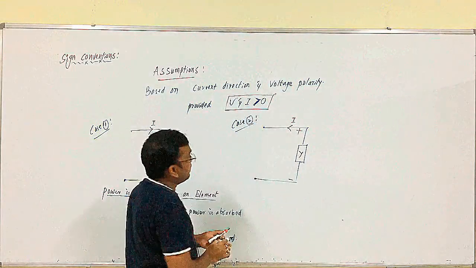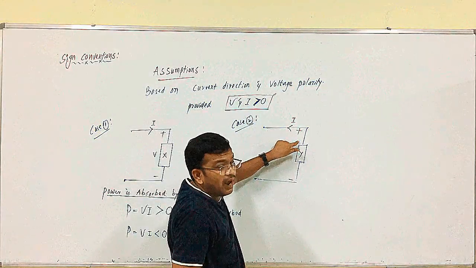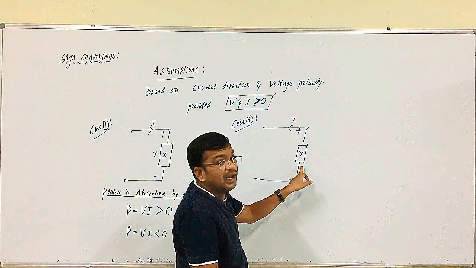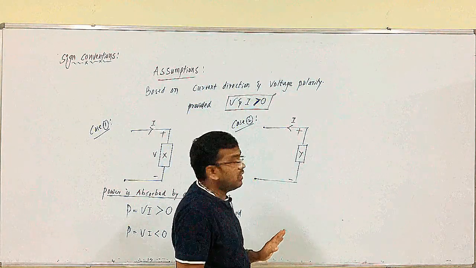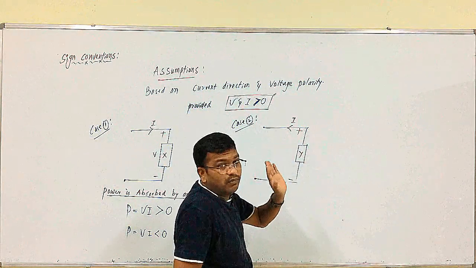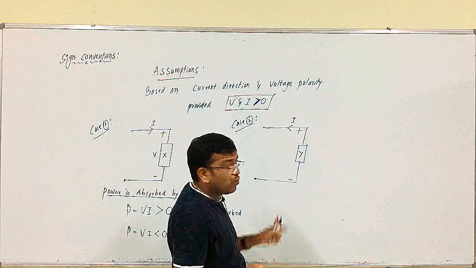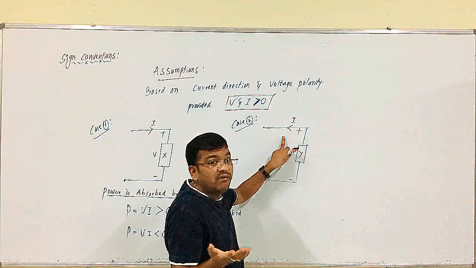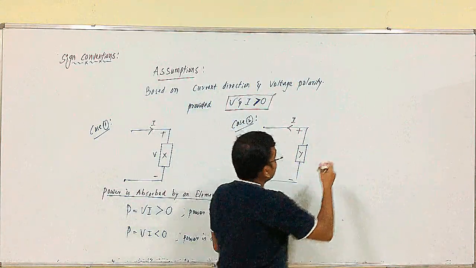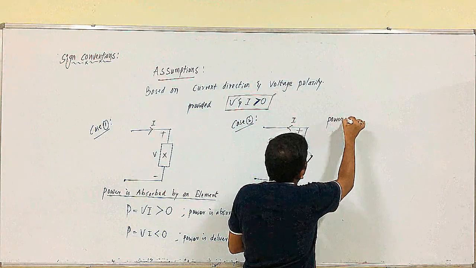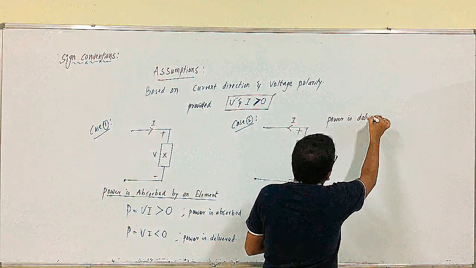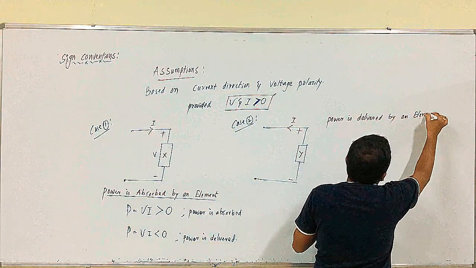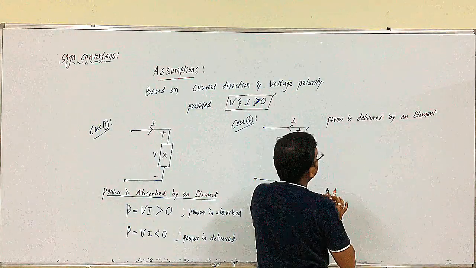Okay. This is case 2. So, when the current is leaving from the positive terminal and entering the negative terminal, that is, entering the negative and leaving from the positive, then we all know that provided V and I are positive, this is called power is delivered by this element. Power is delivered by an element, right?